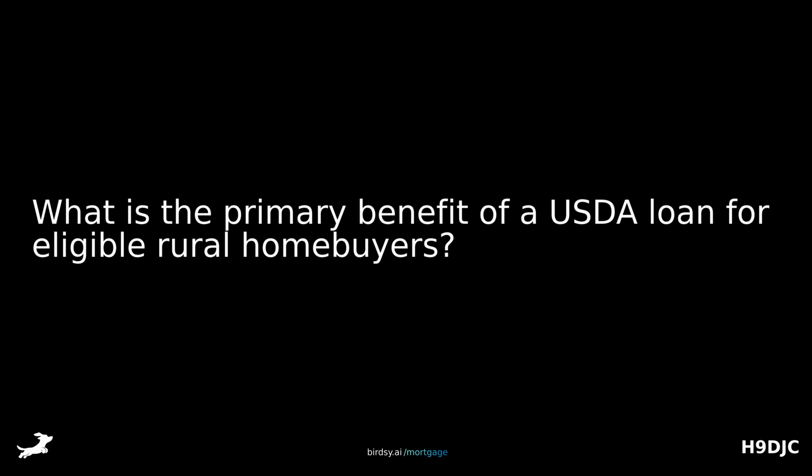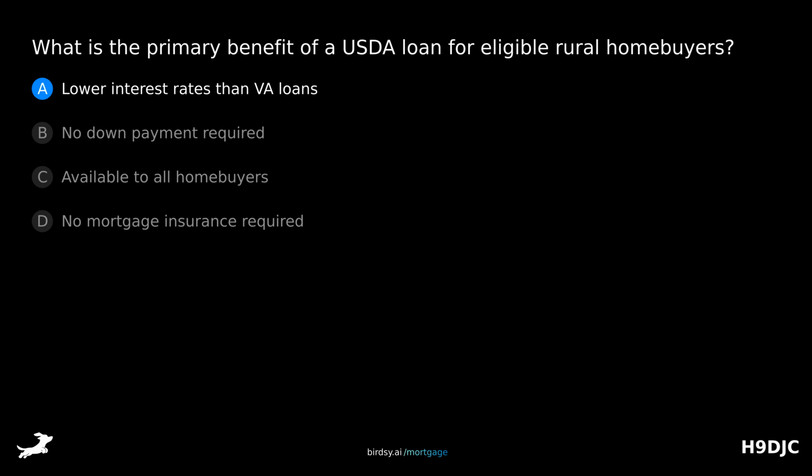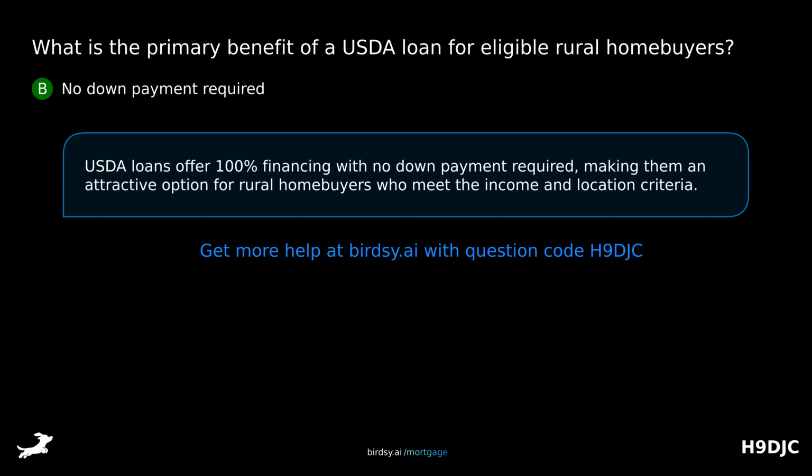What is the primary benefit of a USDA loan for eligible rural homebuyers? Is it A, lower interest rates than VA loans, B, no down payment required, C, available to all homebuyers, or D, no mortgage insurance required? The answer is B, no down payment required. USDA loans offer 100% financing with no down payment required, making them an attractive option for rural homebuyers who meet the income and location criteria.